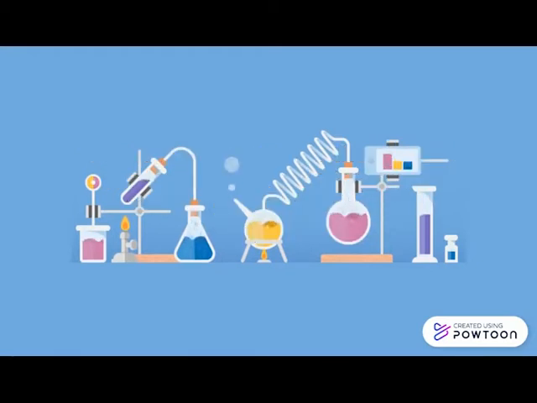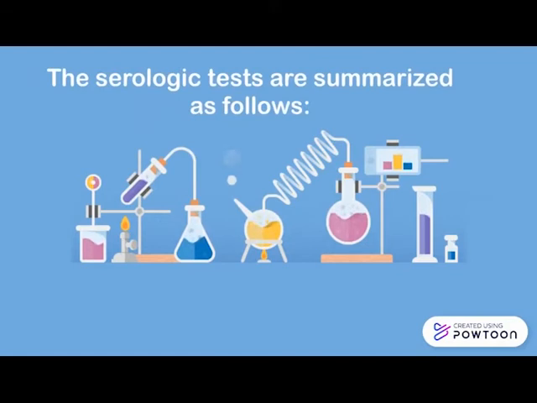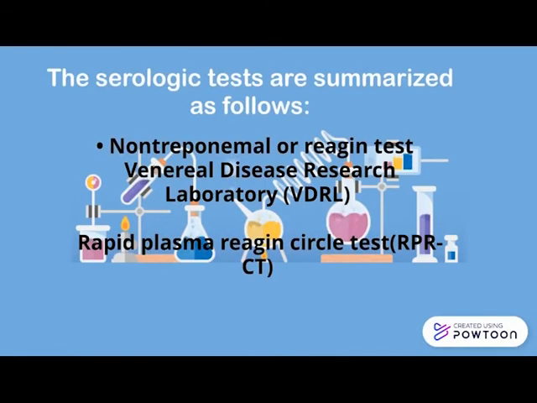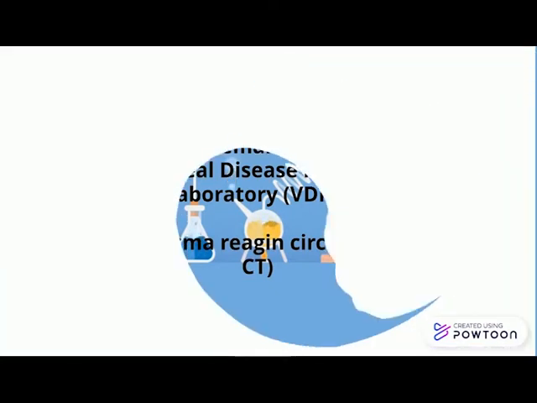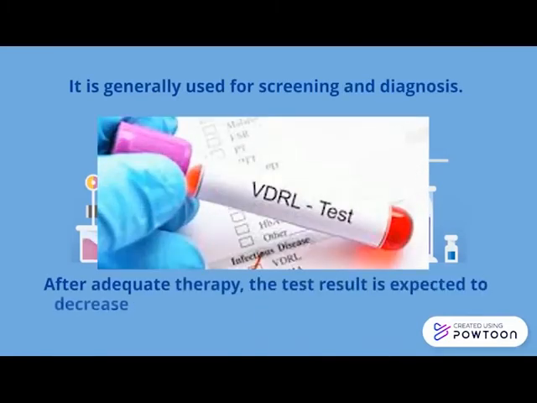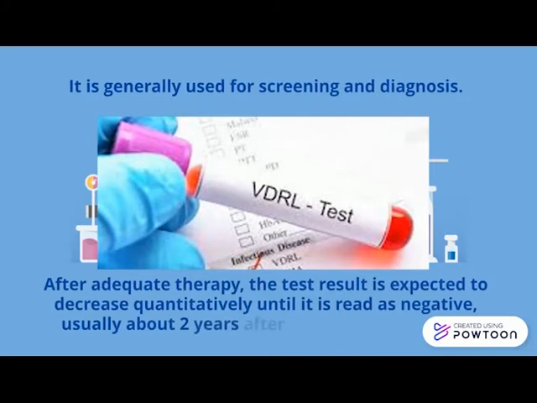So the serologic tests are summarized as follows. The first is the non-treponemal test. It includes the Venereal Disease Research Laboratory, or the VDRL, and the rapid plasma reagin card test, or the RPR card test. So the non-treponemal tests are usually used for screening and diagnosis. After adequate therapy, the test result is expected to decrease quantitatively until it is read as negative, usually about 2 years after the therapy is completed.